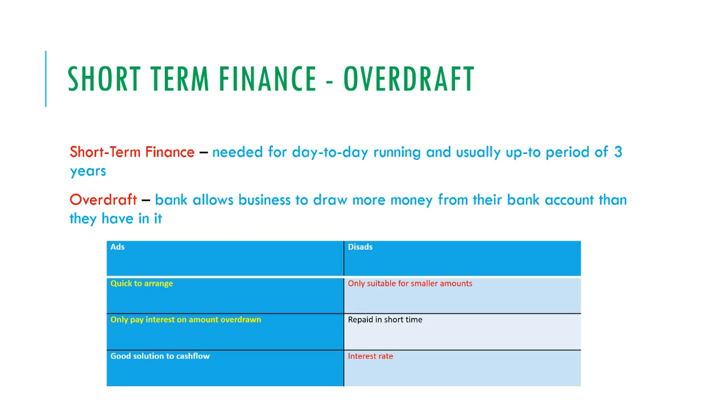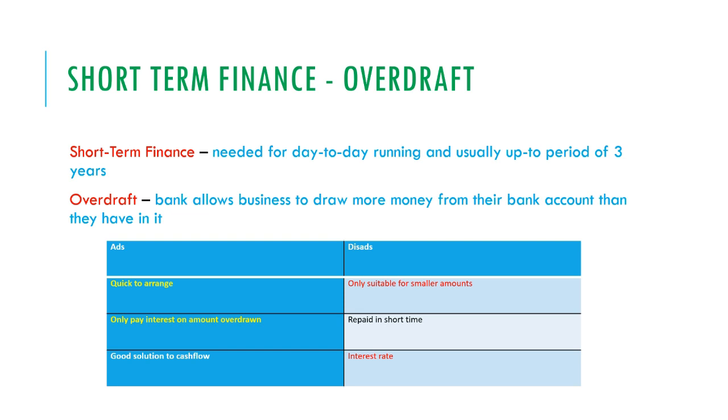The first form of short-term finance is an overdraft. But first, what is short-term finance? For a start, just a basic understanding: short-term finance is needed by a business for the day-to-day running. It's usually up to a period of 3 years. An overdraft is when the bank allows a business to draw more money from their bank account than they actually have in it, so they're going into negative figures for a while.